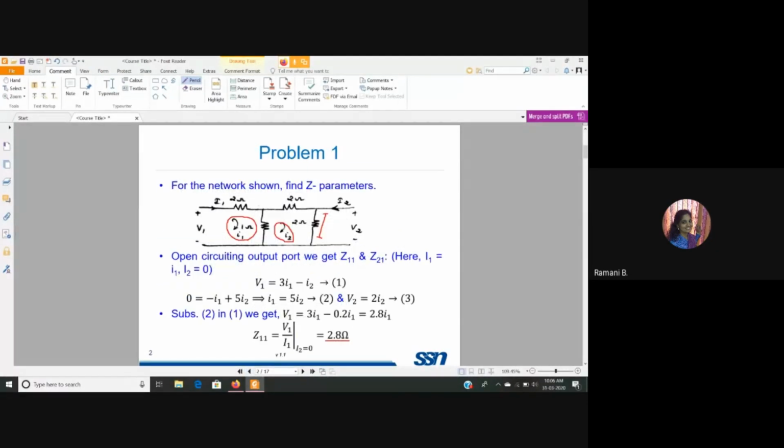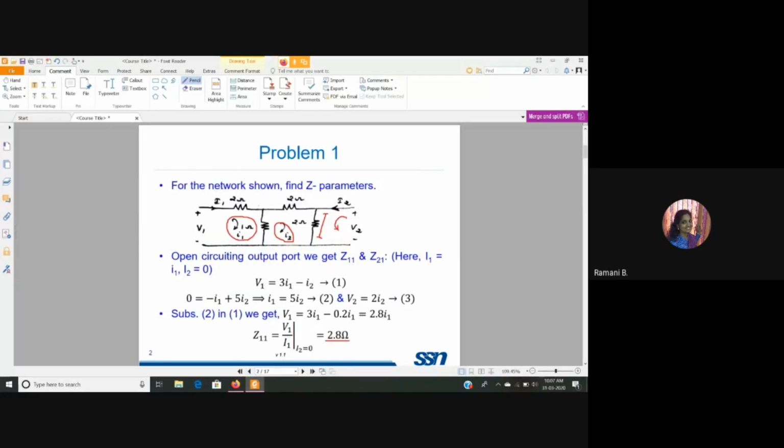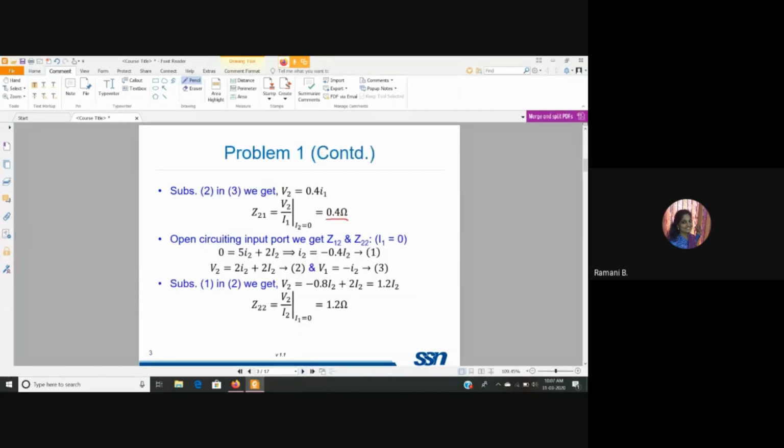Open circuiting the input port means you don't have the effect of this 2 ohm resistor. Here directly we have this. So let us consider the same way. Just for convenience, I have used this current to be small I2 as it is, and I have considered capital I2 to be the anti-clockwise current over here. With respect to that, we have the equation 0 is equal to 5I2 plus 2I2, because in this loop I have this 1 ohm. So 1 small I2 plus 2 small I2 plus 2 small I2 plus capital I2, that is equal to 0. That's why the equation is 5 small I2 plus 2 capital I2 equal to 0.